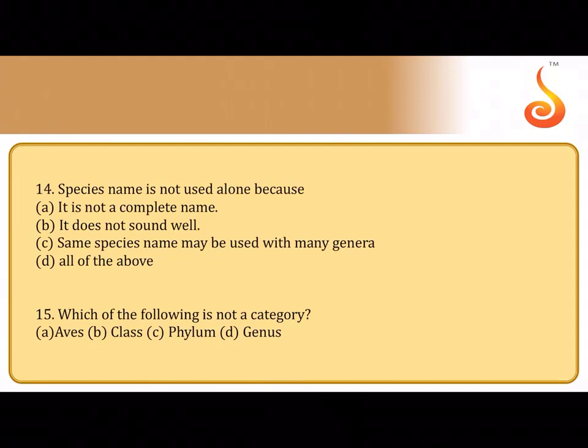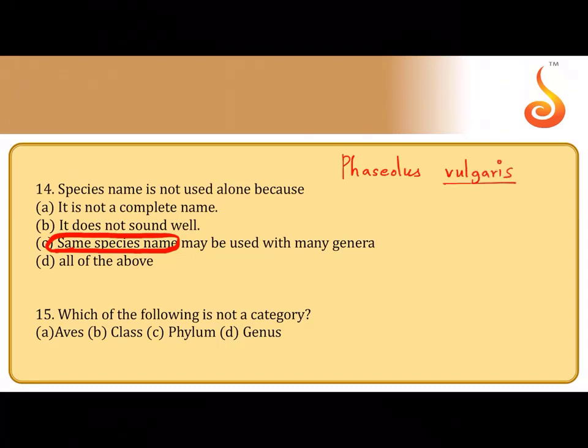Species name is not used alone because sometimes same species name may be used with different genera. This becomes a problem because if you simply use species, say for example, I will give you a very simple example here. Phaseolus vulgaris, Hordeum vulgaris. They are not related.